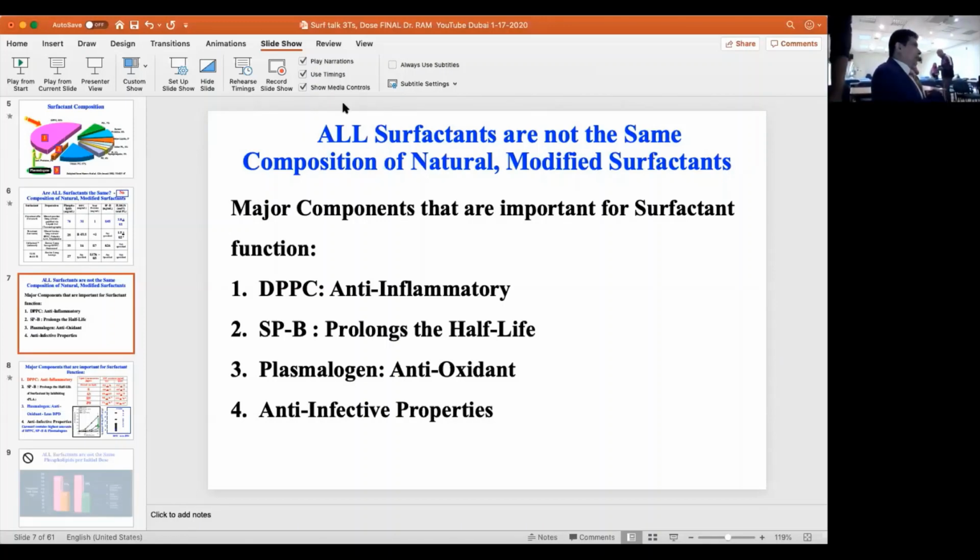So there are major components in the surfactant that dictate anti-inflammatory effects. Surfactant protein B prolongs the half-life of the surfactant. Plasmalogen is an antioxidant phospholipid. Finally, all surfactants have anti-infective property.